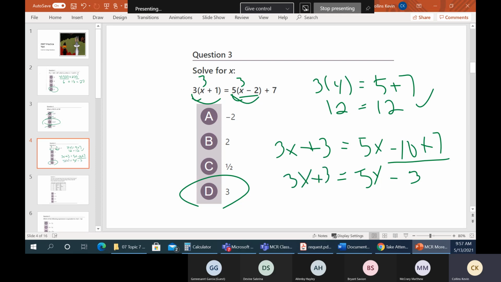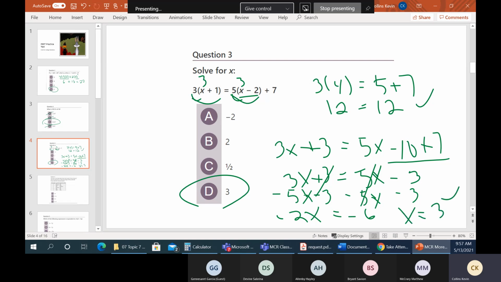All right, so we'll subtract 3 off here. And we'll subtract 5x off of here. There's a y, no, it's x. It just looks like a y above it. There we go. Okay, so then we're going to have minus 2x. These guys cancel. These guys cancel. And I have equals minus 6. Divide both sides by negative 2, and x equals positive 3. Good. So either way, it works out fine. Excellent. All right, let's move on.